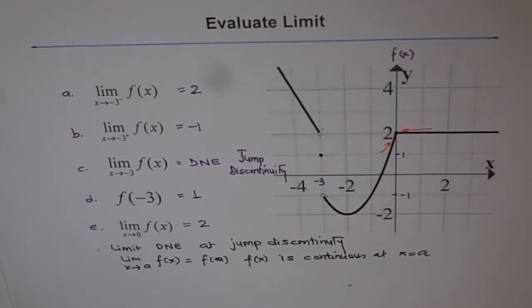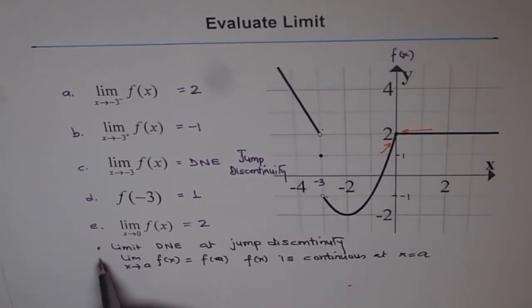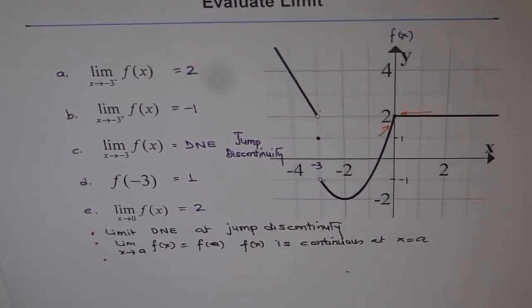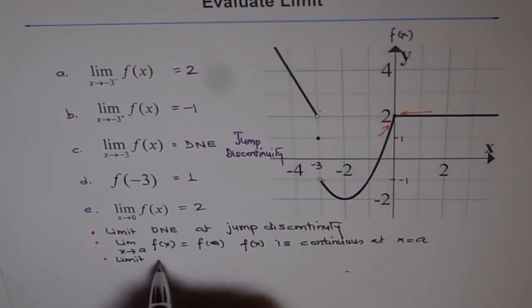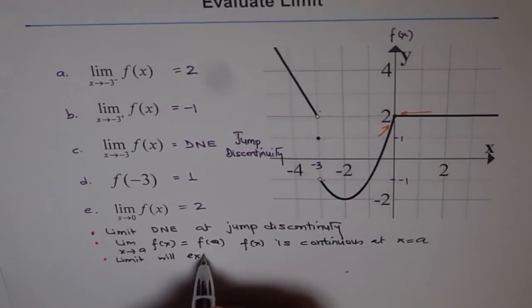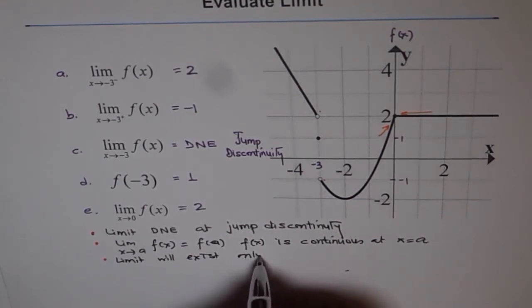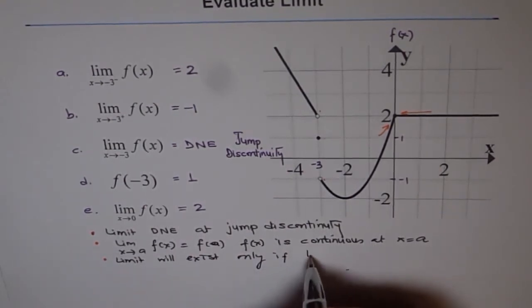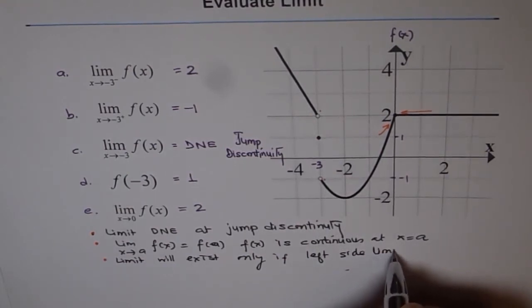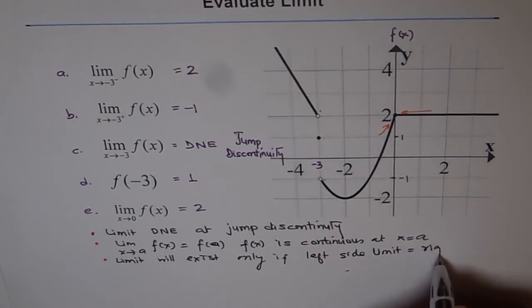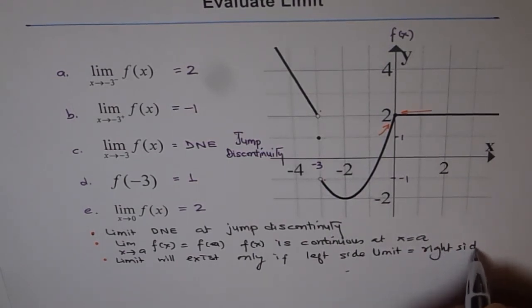So this is what you learned, right? Third, what you learned is for a limit to exist, limit will exist only if left side limit is equals to right side limit.